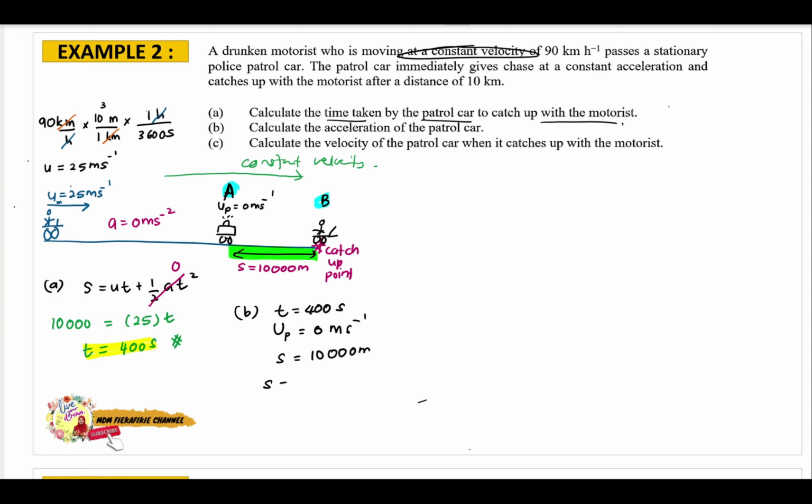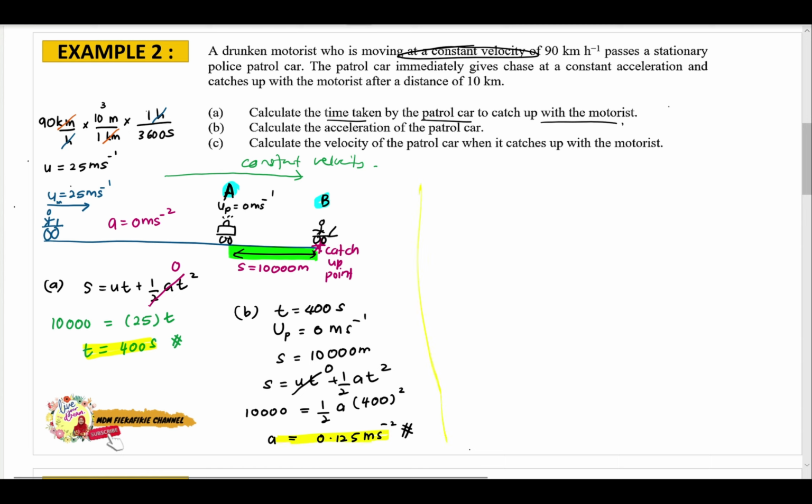Let's say I will use this equation. As u is equal to 0, this one should be 0. So 10,000 is equal to half, we want to find what is A, times the time taken to travel from A to B, 400 squared. Finally, the acceleration of the police car is equal to 0.125 meter per second squared. This is the final answer for B.